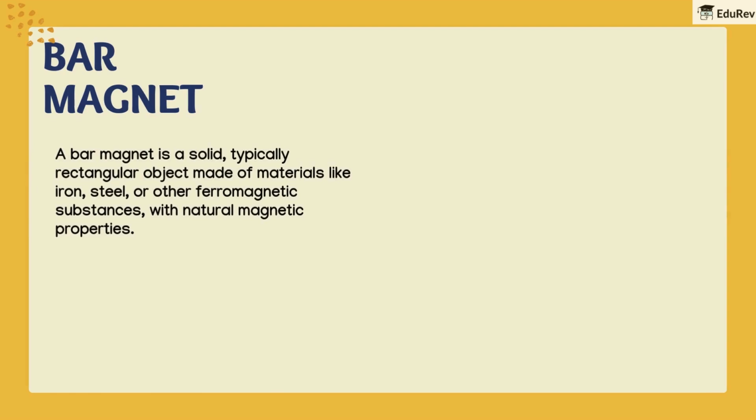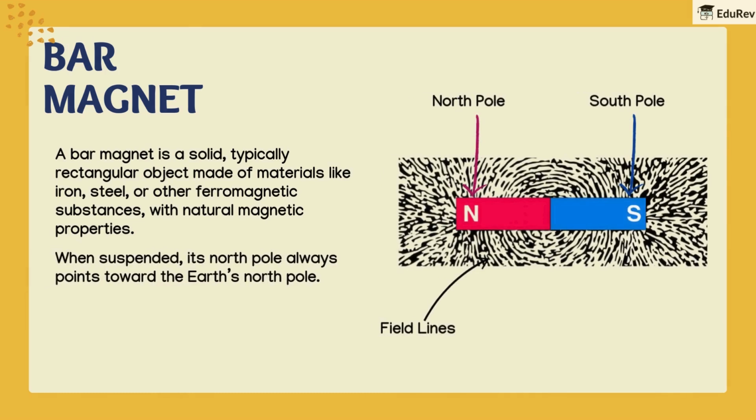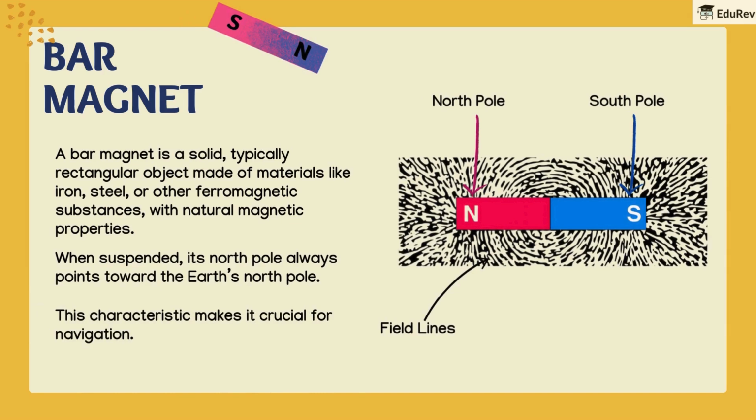A bar magnet is a solid, typically rectangular object made of materials like iron, steel, or other ferromagnetic substances with natural magnetic properties. When suspended, its north pole always points toward the Earth's north pole. This characteristic makes it crucial for navigation.